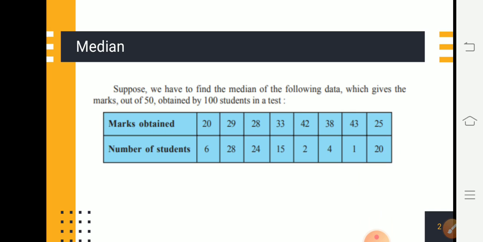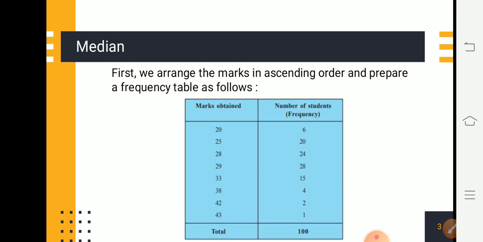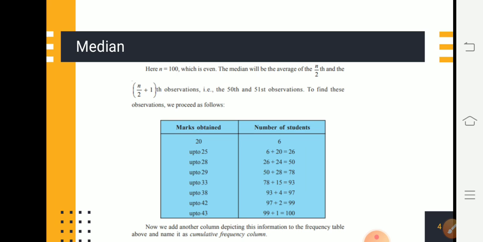Let's take an example. Suppose we have to find the median of the following data, which gives the marks out of 50 obtained by 100 students in a test. The first step is to arrange the marks in an ascending order and prepare a frequency table as you can see. Once we get the marks in an ascending order, the second step is to make the cumulative frequency.